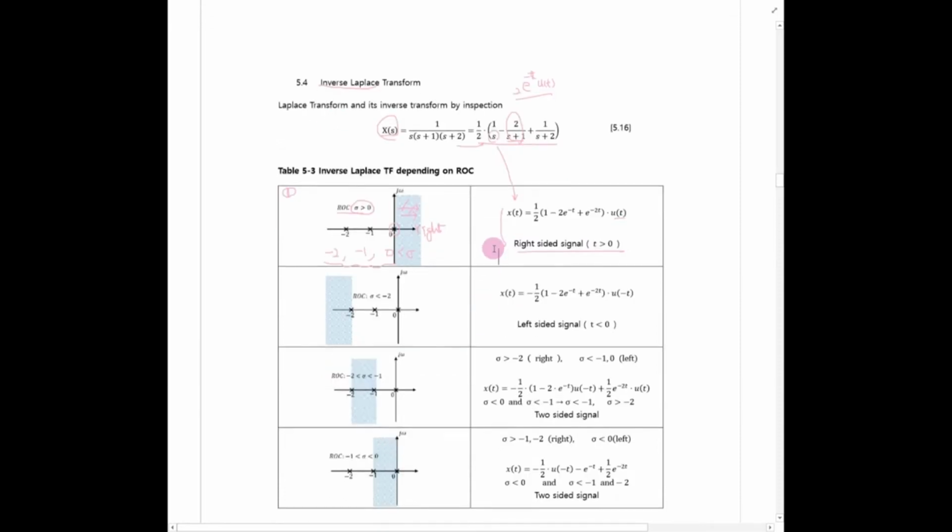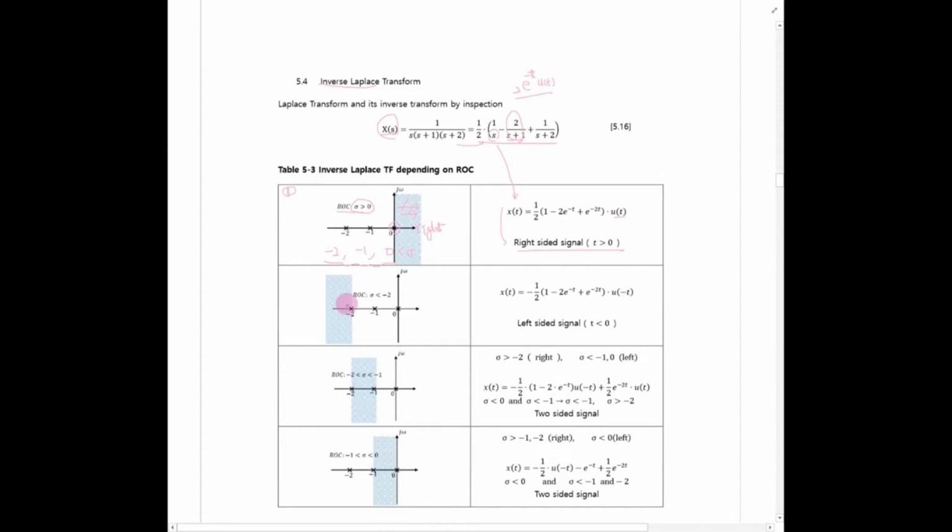What about the left-sided signals? You know that this is the leftmost pole. Everything is on the left side. So the region of convergence is less than minus 2, and also less than minus 1, and less than 0. So all signals are left-sided. We need to interpret this as left-sided. When we consider left-sided, we need to consider minus and u(minus t).